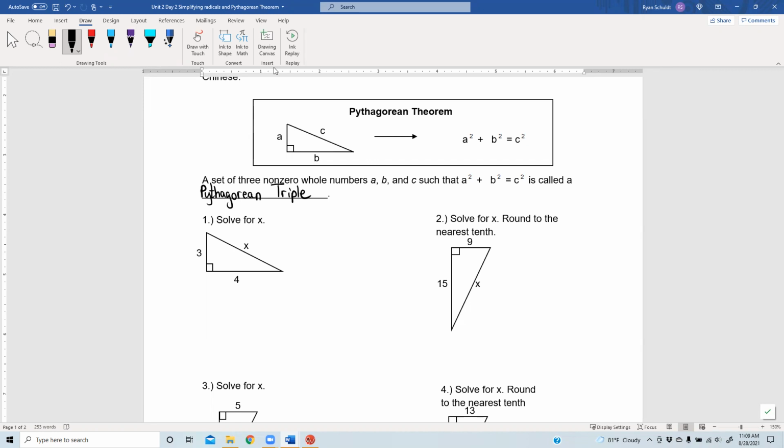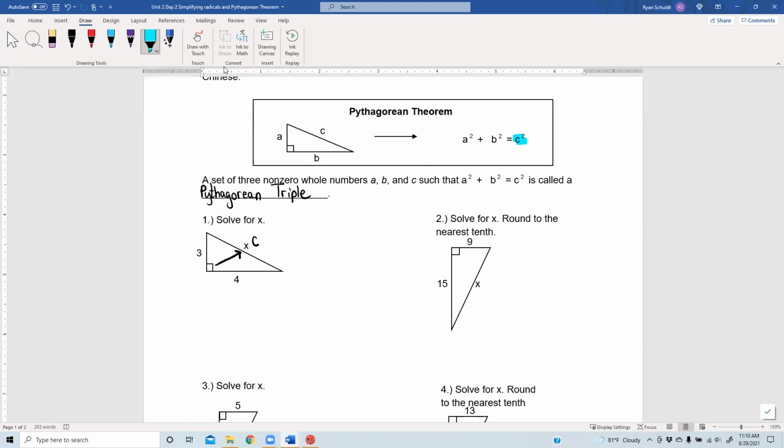So let's look at example 1. First thing I want you to do when solving the Pythagorean theorem, label your C. The C is always across from the right angle. That's our C. Yes, I know they call it X, but in our theorem, that is our C. I don't care what order you put the 3 and the 4 in for A or B. It doesn't matter. As long as C is where it's supposed to be, you'll be good.